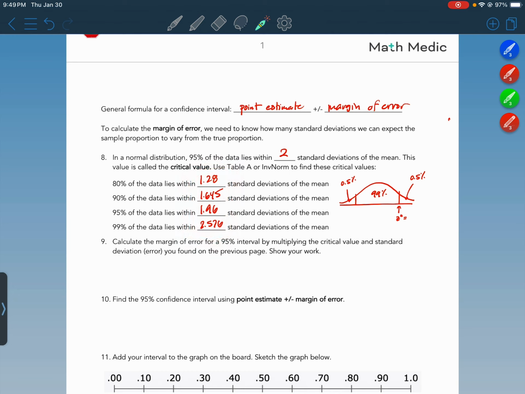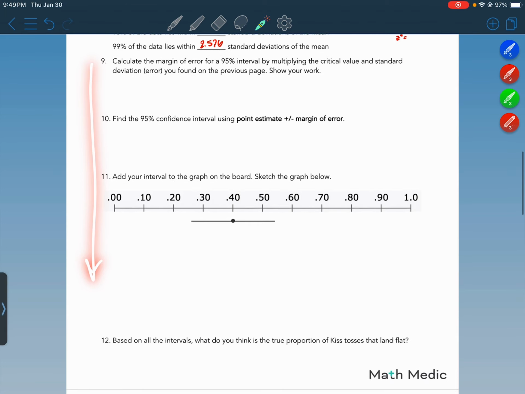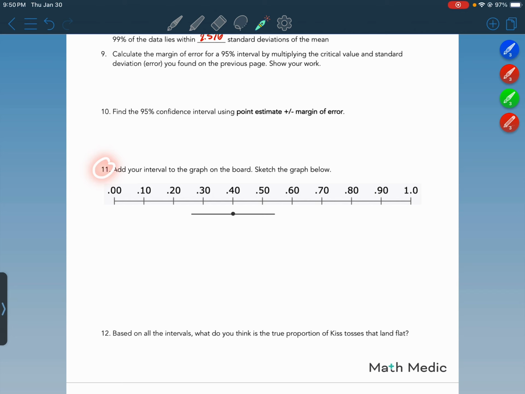I'm going to ask your guest teacher to pause the video here. Give you a chance to do the rest of page 2 with your table. When you get to question 11, it wants you to sketch your confidence interval on the board. So if somebody could draw this number line on the sideboard, you can draw in your confidence intervals as you compute them. Pause the video, and when you're ready to do the debrief, unpause it, and we'll talk about page 2.